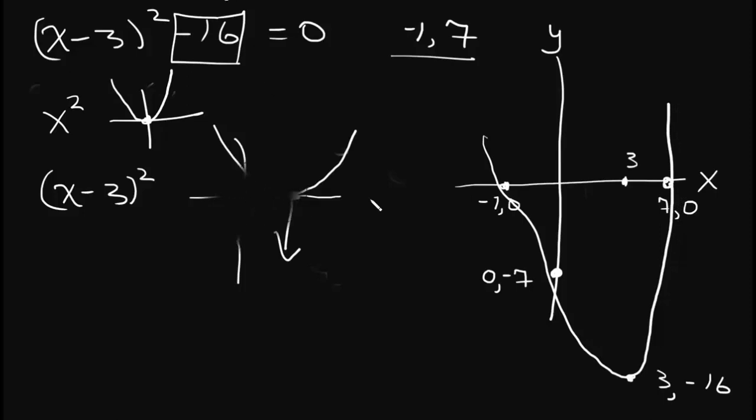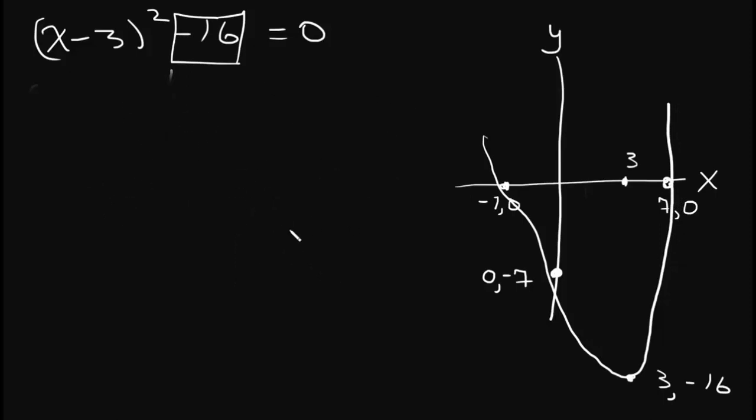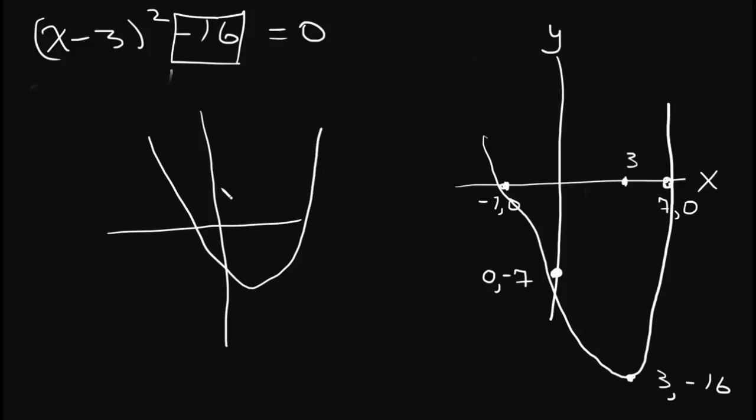Let's draw another one so you can see how this should look. Properly speaking, our graph should look more or less like this. So we'd have our x-intercepts at -1, 0, and 7, 0. We'd have our y-intercept at 0, -7, and the vertex of the graph would be at 3, -16.